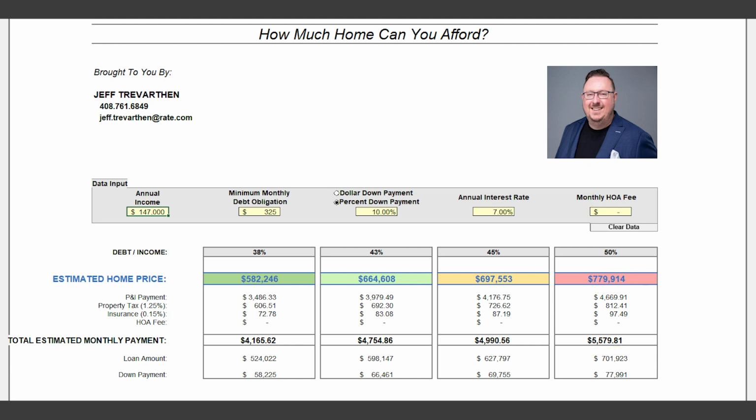How much home can you afford? What I'd love for you to do is to reach out to me at the contact information that you can see here. And if you would like a copy of this calculator, please feel free to reach out, and I'd be happy to send one to you.